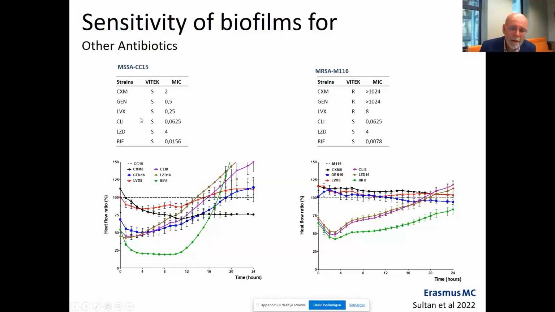Over here are the similar antibiotics, and of course in MSSAs. For this MSSA, the Vitek data show that they're all sensitive. Only in the case of rifampicin, we see a reasonable reduction, but resistance within 24 hours.